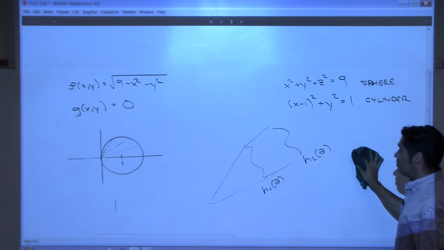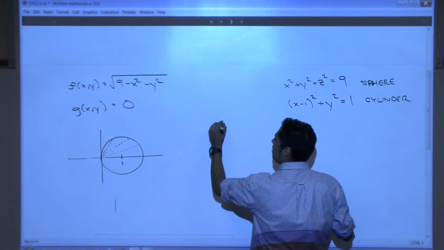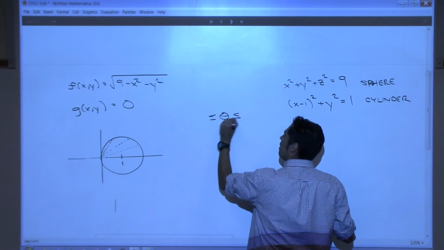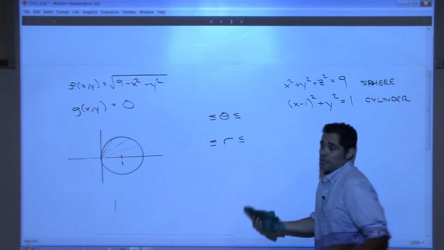So how in the hell do we get the restrictions that we need? We still need some restrictions on theta, and we need some restrictions on r in order for us to convert to polar, right?